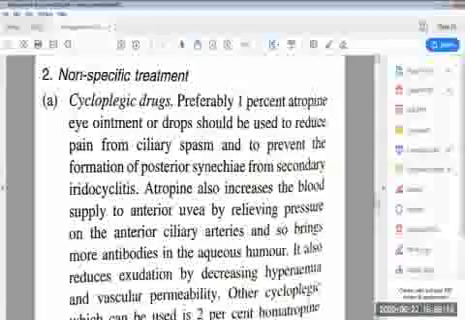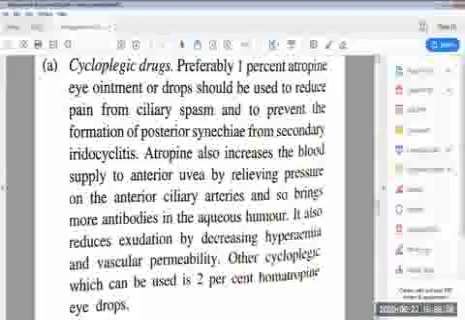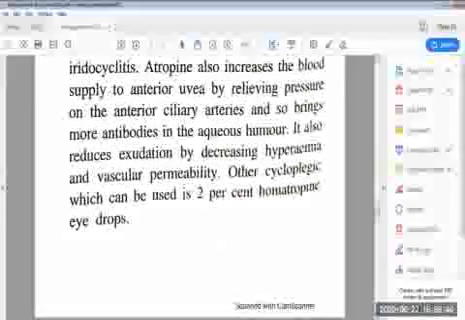Atropine also increases the blood supply to the anterior uvea by relieving the pressure on the anterior ciliary arteries, and so brings more antibodies in the aqueous humor. It also reduces exudation by decreasing hyperemia and vascular permeability. Other cycloplegics other than atropine, which can be used in 2%, are homatropine eye drops.